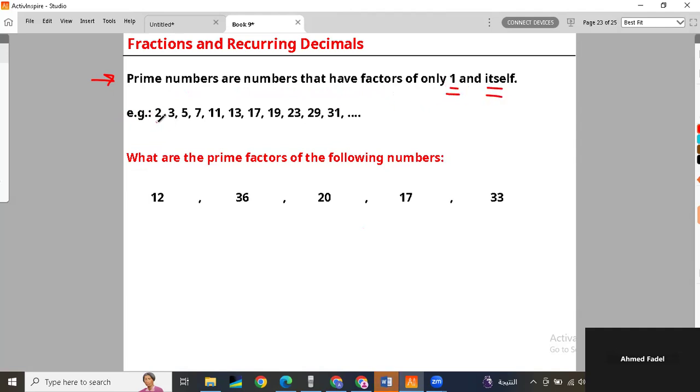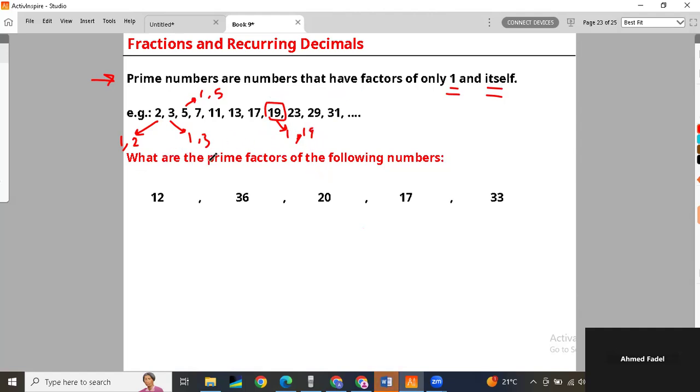Like what? Like 2. What are the factors of 2, not the prime factors? The factors of 2 are only 1 and 2. What are the factors of 3? Only 1 and 3. What are the factors of 5? Only 1 and 5. What are the factors of 19? Only 1 and 19. You're not going to find anything else to multiply so that it gives you 19. So that's why we call them prime numbers.